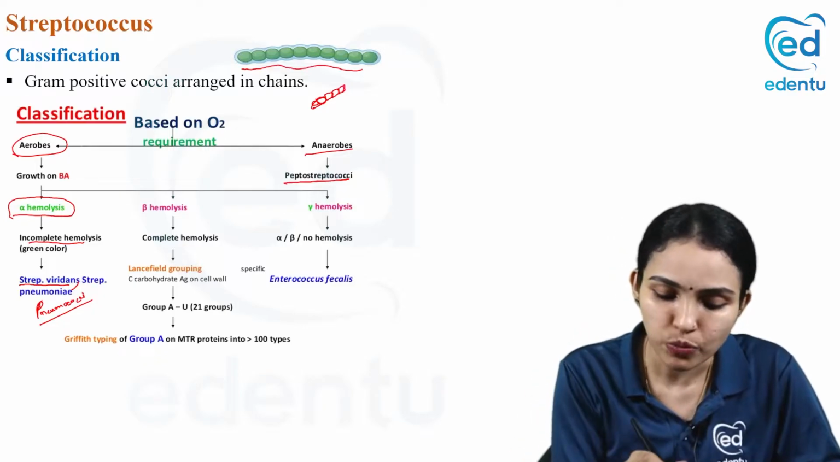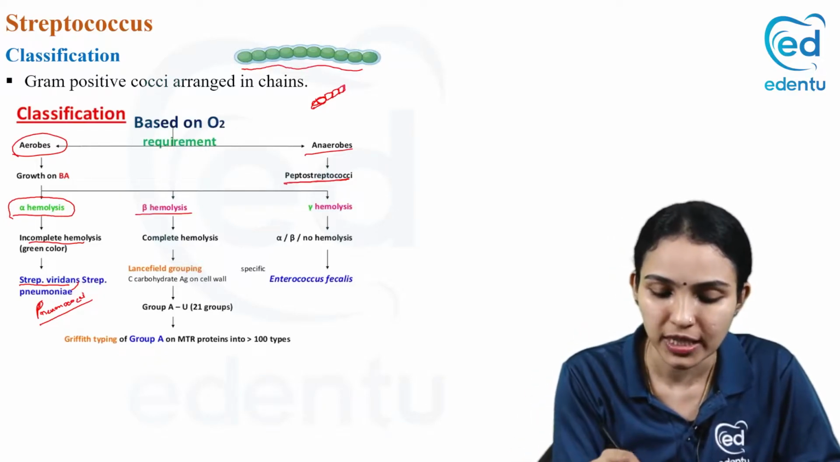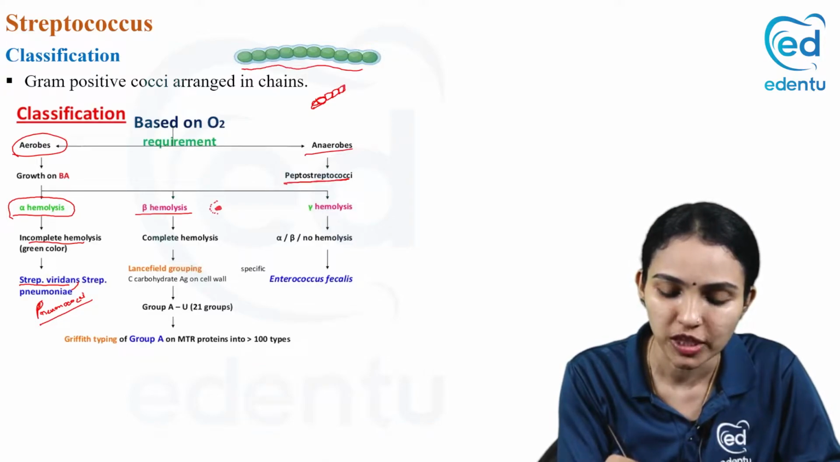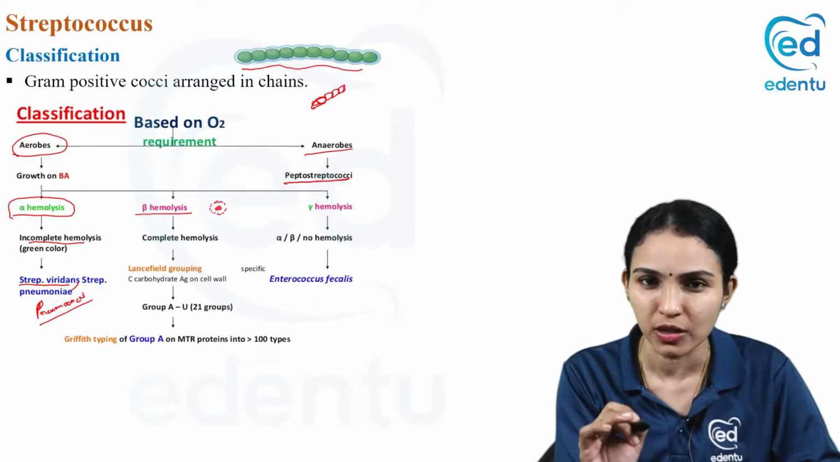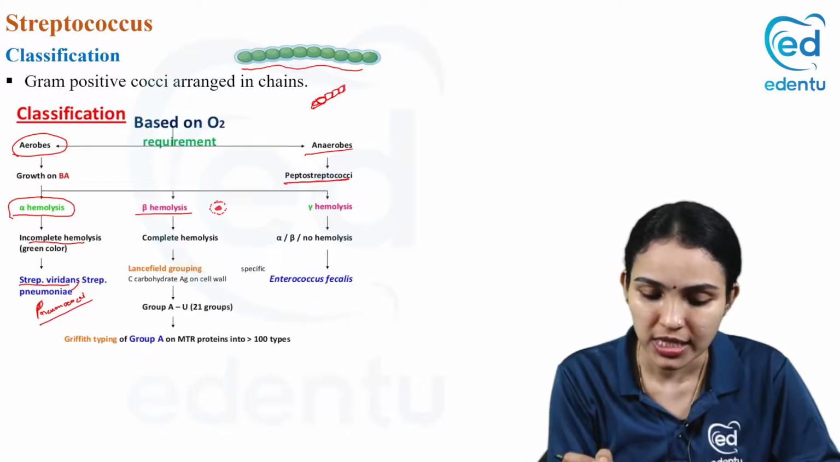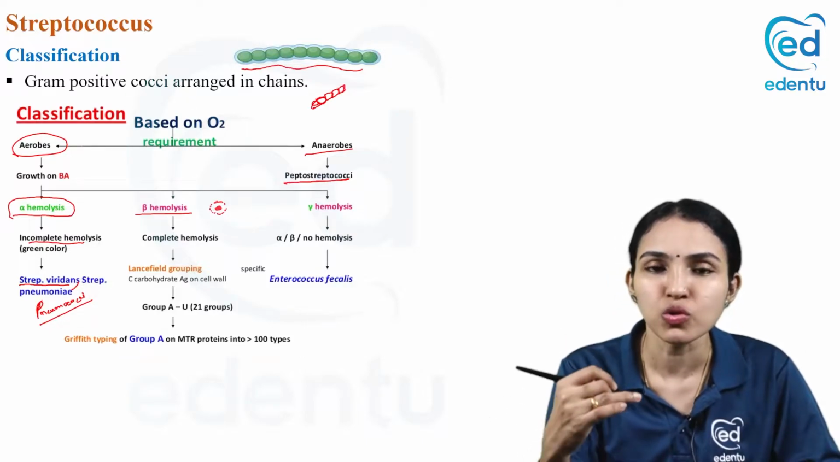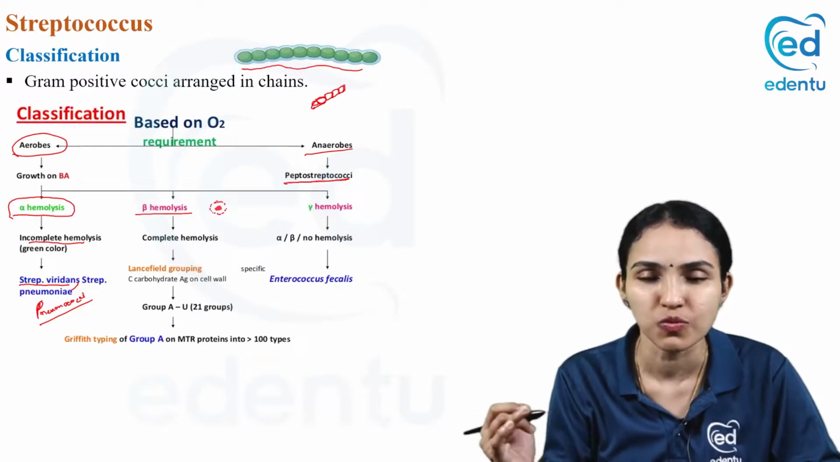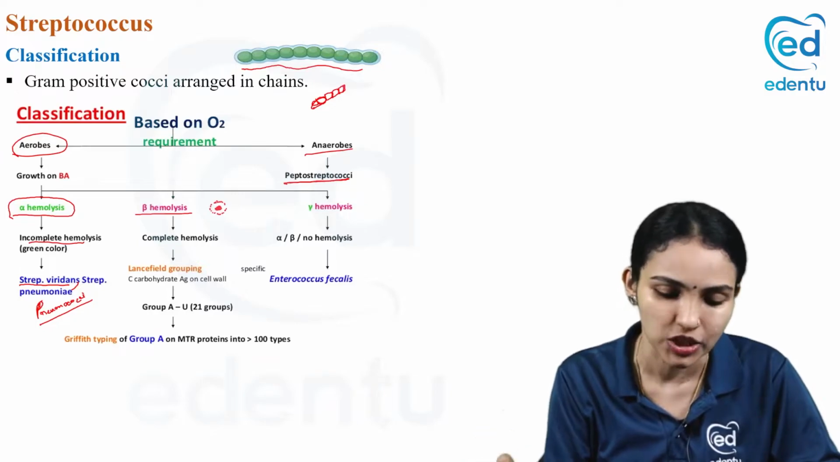Now coming to the next most important one, that is beta hemolytic. That means in blood agar, this is the colony of the bacteria, and you will see a complete zone of hemolysis around the colony. There will be complete clearing of the blood around the colony. That is called beta hemolysis. It is complete hemolysis. Under this come most of the important Streptococci, including Streptococcus pyogenes, which we are going to learn in this session.